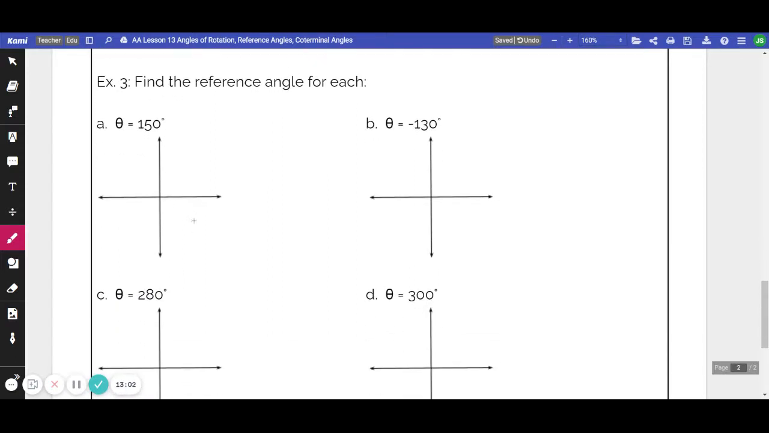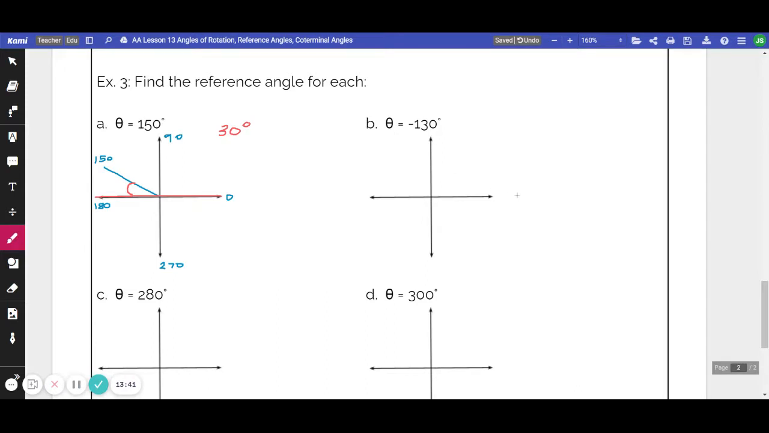So 150, we have to sketch them. We do need to sketch these first. So remember, here's 0, 90, 180, 270. 150 degrees would be about right here. Okay, here is the x-axis. So how far is it from 150 to the x-axis? From 150 to 180, that is 30 degrees. One of the biggest problems is people find this angle right here. They go from 90 to 150, but it's always to that x-axis.